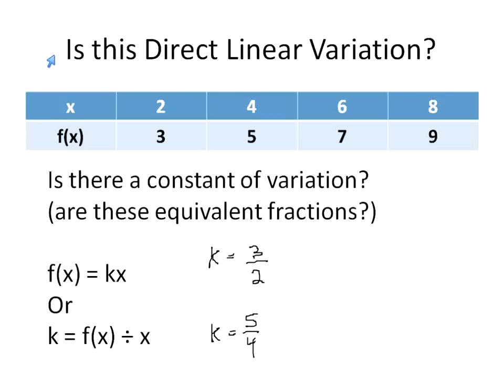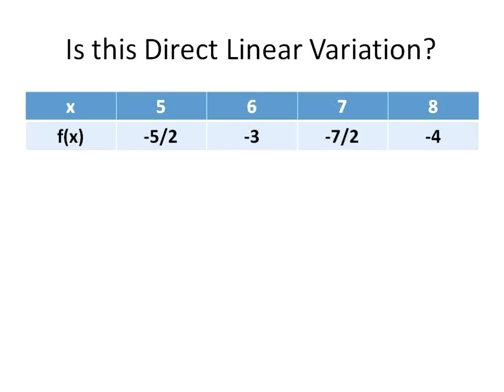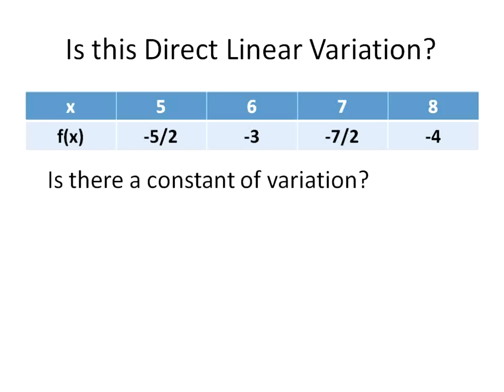So again, for this type of question, a quick way to check is, is there a constant between them? You can also just look, are these equivalent fractions? Is 2 over 3 equal to 4 over 5? No? Okay, not direct linear variation. Pretty straightforward. All right, let's look at another one here. This one's a little bit more complicated. Again, the reason I'm doing this one as a little bit more complicated, having negatives and having fractions in there, is to show the importance of sometimes it's not as obvious as looking for equivalent fractions.